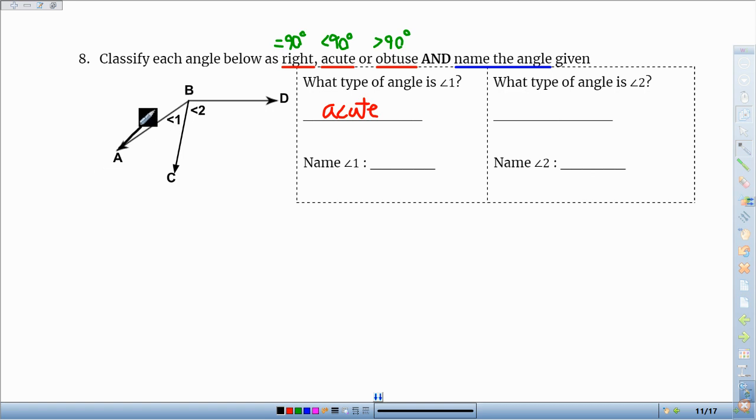We need to go around the angle as we name it. So I'm going to call this thing angle ABC. By the way, we could have also called this thing angle CBA. But remember, we have to start on a side, go around the vertex to the other side when naming an angle. So I'll have you try out number 2 here. You can tell just by looking at this, it is going to be an angle that is greater than 90. So I'll let you figure out what that is and then give it a name.